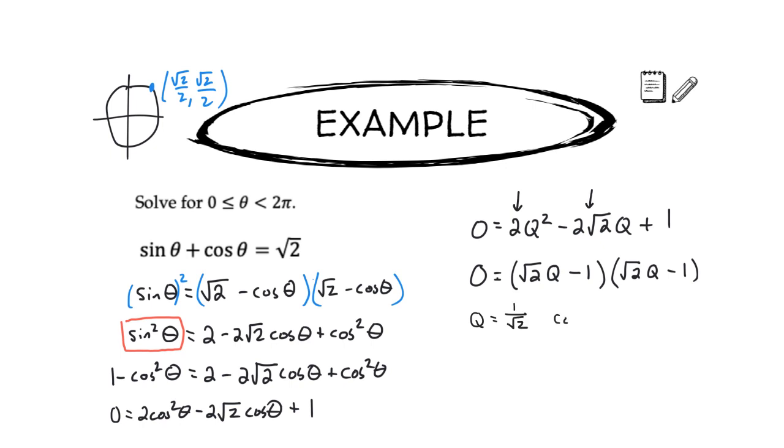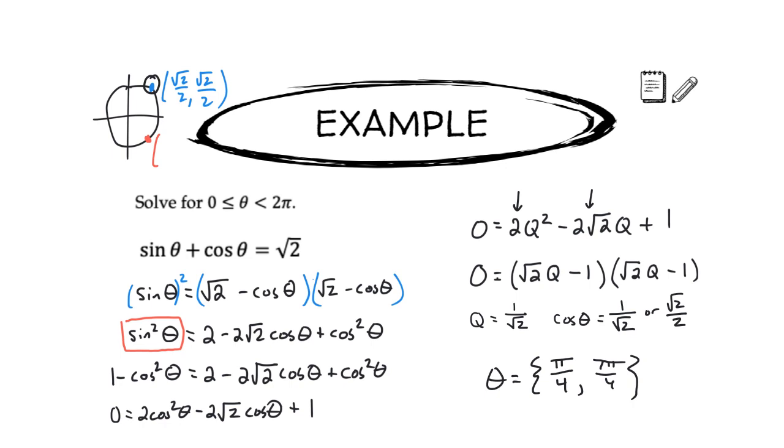And that is to say that cosine of theta is equal to 1 over the square root of 2, or root 2 over 2. Okay, and we know two angles on the interval from 0 to 2 pi where this is true. And the first, of course, is pi over 4. We had that one, right? The other spot where cosine of theta is equal to root 2 over 2 is down here at 7 pi over 4, right?